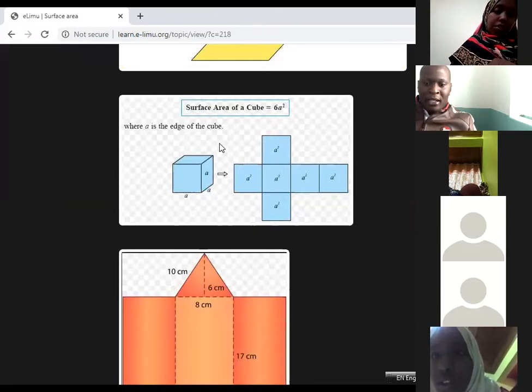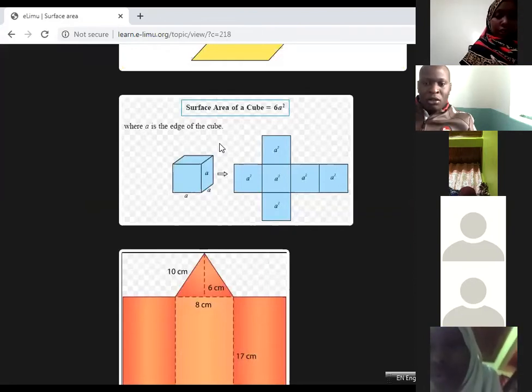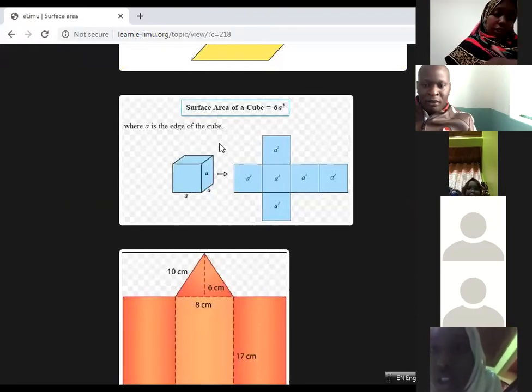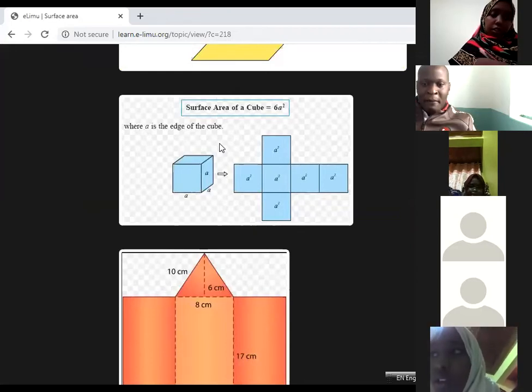Now, how do we calculate the area of those surfaces? The net for the cube is drawn for you. It looks like the second picture. When split, we shall have a picture having squares, which are 6 in number. And everybody knows how to calculate the area of a square.